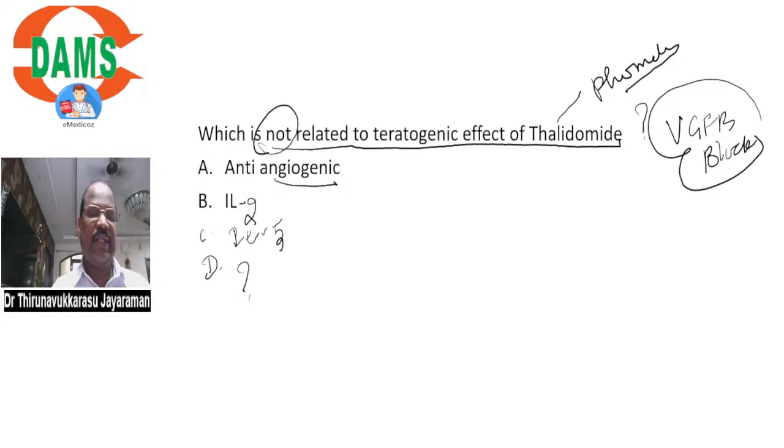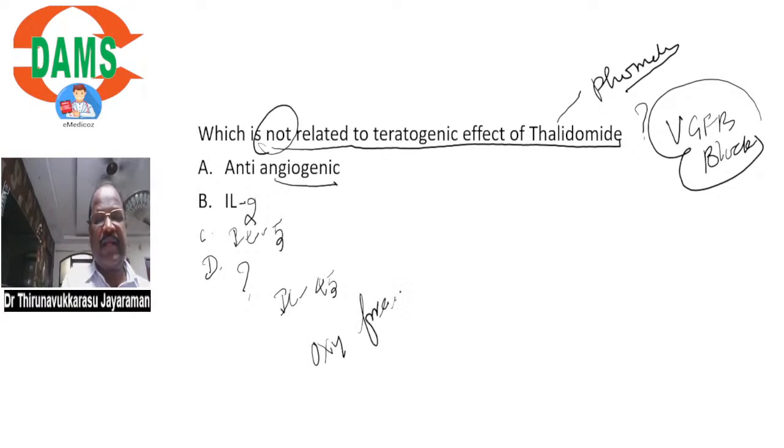Like this question, I will verify and tell you, doctor, because they ask about not related. It is actually related to anti-angiogenic factor, but they have given not related. Options: oxygen free radical formation, interleukin 4 and 5. Okay, this I'll verify and tell you, doctor.